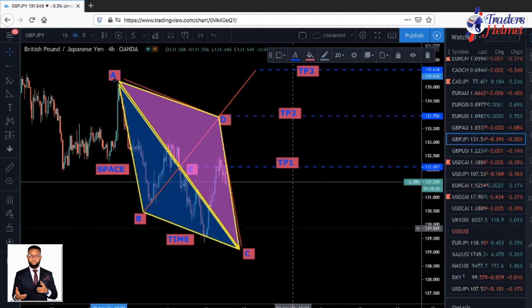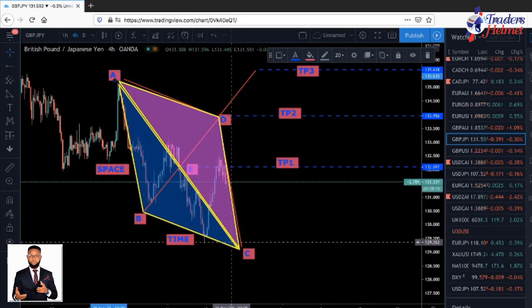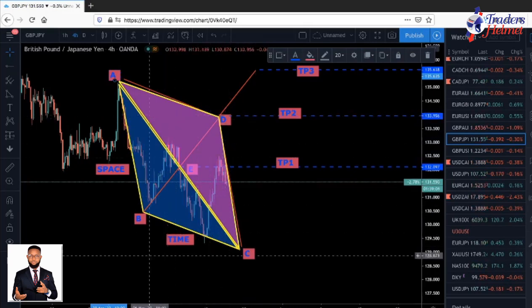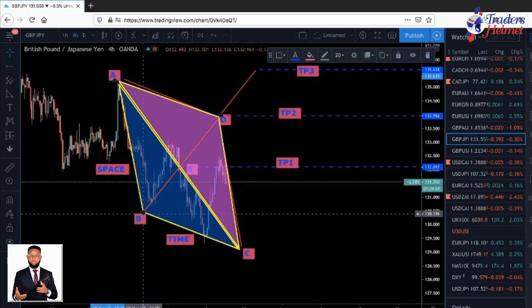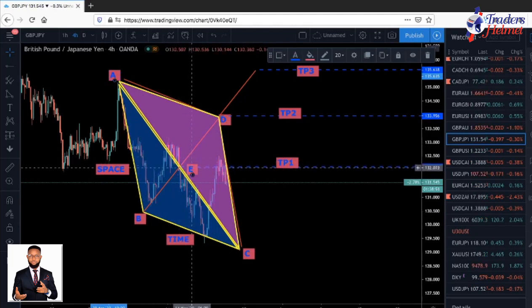Okay, before I explain, remember I said our deep point of this rhombus is our take profit 2. Now you draw a line from B to D. Where the two lines cross is your point E, which is your take profit 1. Your take profit 1 is where these two lines meet, your TP1.